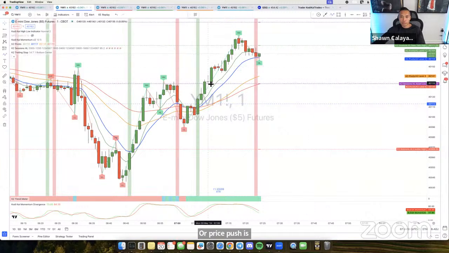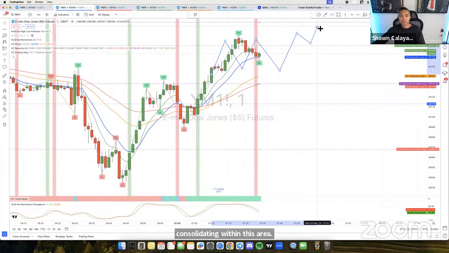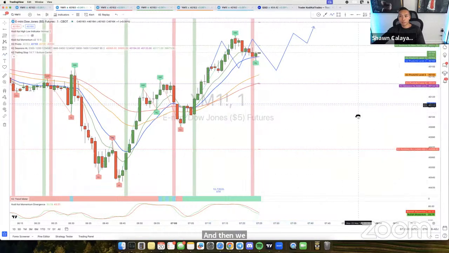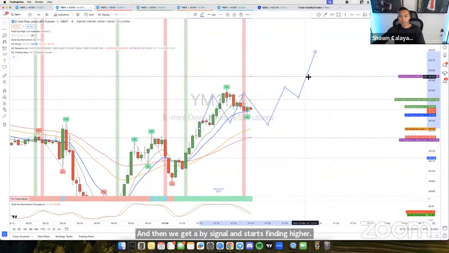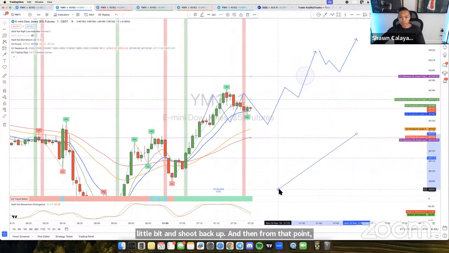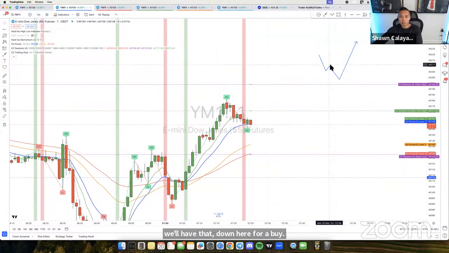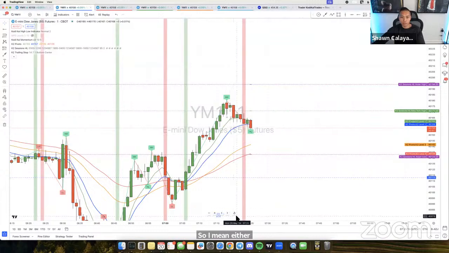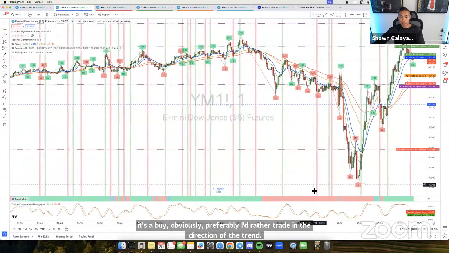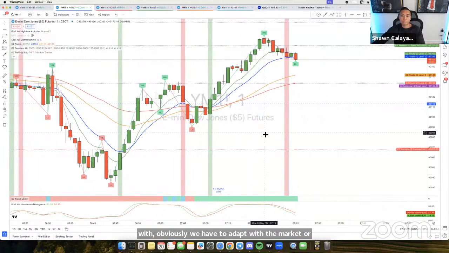So if price ends up consolidating within this area, and then we get a buy signal that starts climbing higher, above opening, above sessions right here, then great, because we'll look for that to retrace down a little bit and shoot back up. And then from that point, we'll have divergence down here for a buy. So either way, whether it's a sell or a buy, obviously I'd rather trade in the direction of the trend. But if this is the type of market that we're dealing with, we have to adapt with the market, or else you're just not going to have anything.